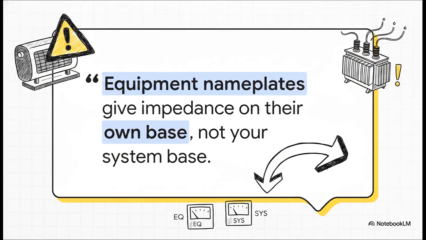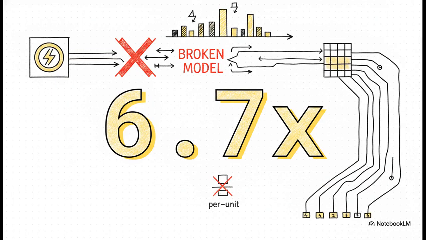Actually, it's the exact trap that wrecks the load flow models of unsuspecting junior engineers all the time. When you look at the physical nameplate on a generator or transformer, the manufacturer gives you the equipment's impedance as a percentage or a per unit. But here is the kicker. That value is based entirely on the equipment's own power rating, not your system's overall base rating. And the stakes for missing that little distinction?